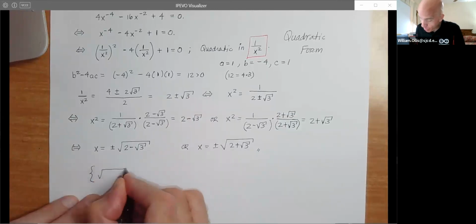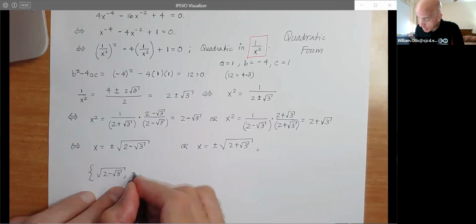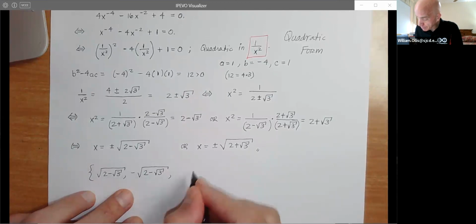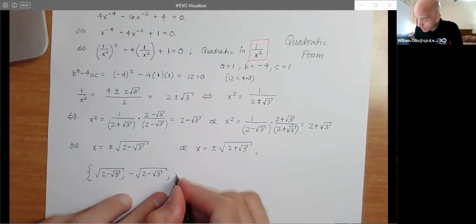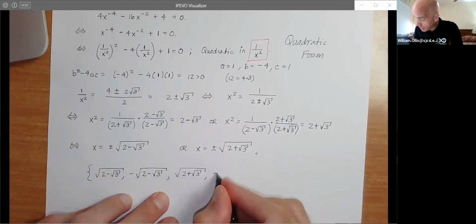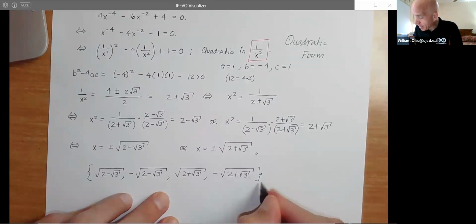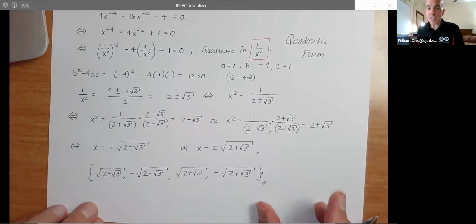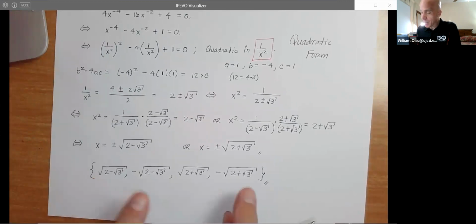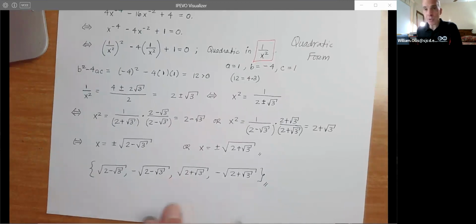So we have the square root of 2 minus square root 3, the negative or additive inverse of the square root of 2 minus square root 3. And then for this side, we have the square root of 2 plus square root 3. And then we have the negative or additive inverse of the square root of 2 plus square root 3. Now, these solutions look very similar. Here we have the minus square root 3 under the radical, plus and minus. And here we have the plus square root 3 under the radical, plus and minus. And again, these are all real solutions.